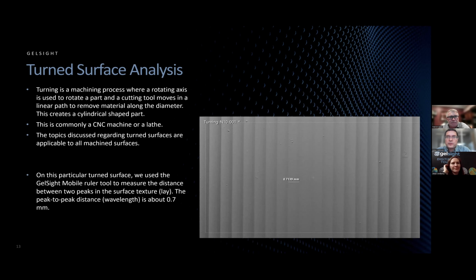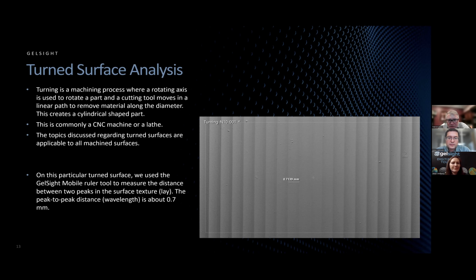Great, thank you. Now that we've built up some intuition for this filtering step, the choice of lambda cutoff, and how it splits a signal into the roughness wavelengths and the waviness wavelengths, we can return to the example that we started with, this turning sample, and try to understand why we get such different results when we change that filter parameter.